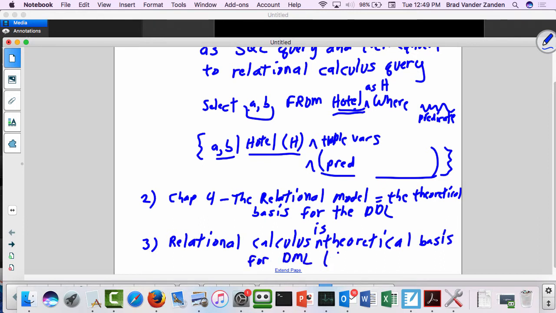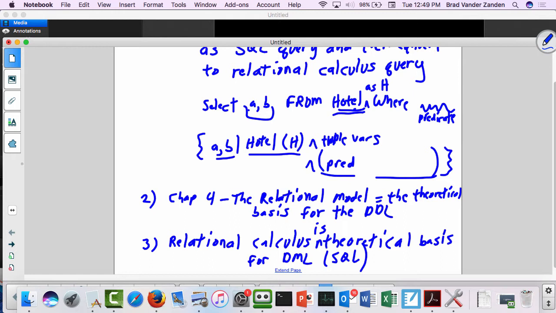Okay, which is SQL. It is not the relational algebra. So often on exams, students put down that the relational algebra is the theoretical basis for the DML. It's not. It's the relational calculus. The relational algebra is derived from the relational calculus.